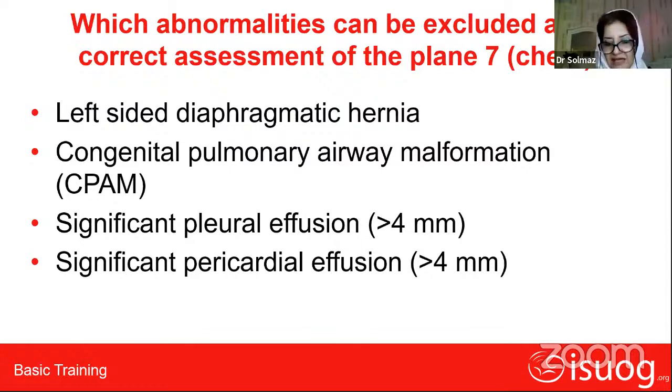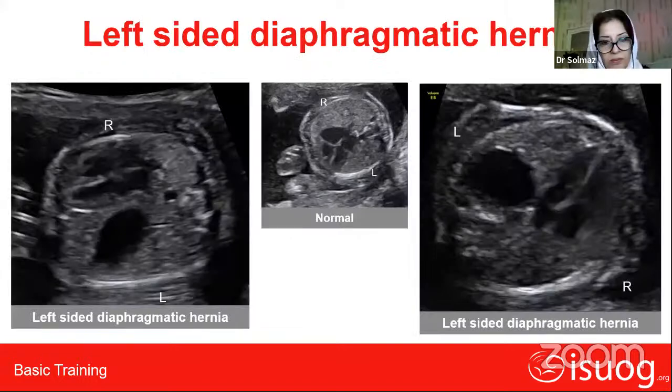And why do we say 4 millimeters? Because in a low BMI patient, we can see some very small amount of fluid around the lungs or the heart, which is normal if it is less than 4 millimeters, but more than 4 millimeters, we need to do proper investigation.